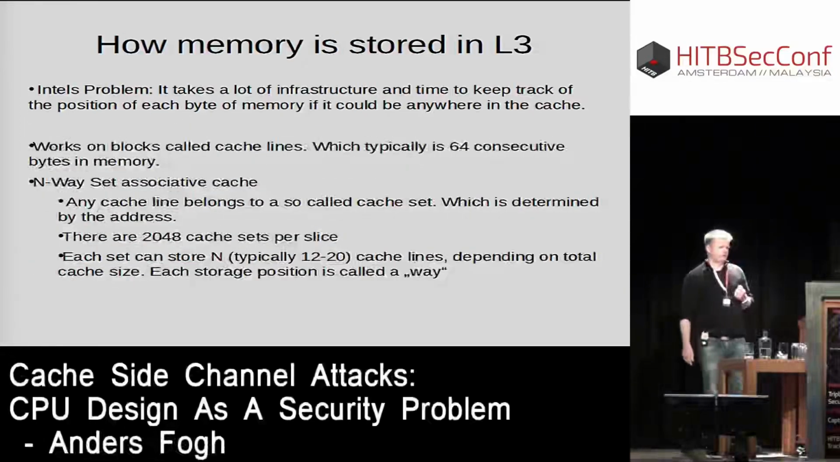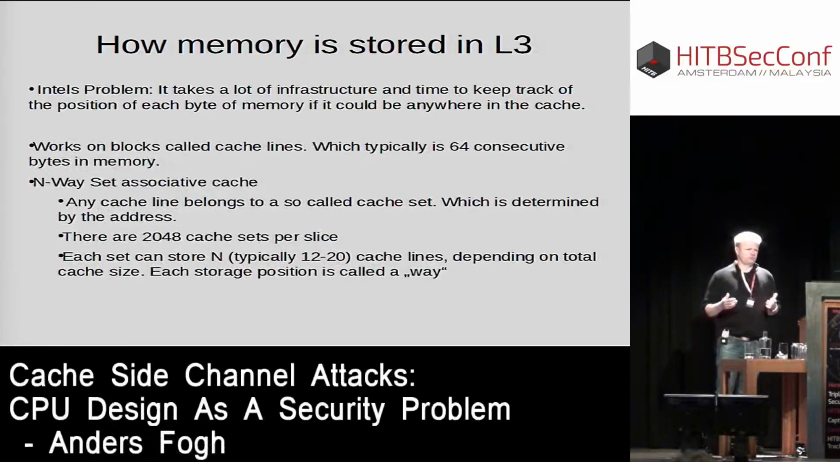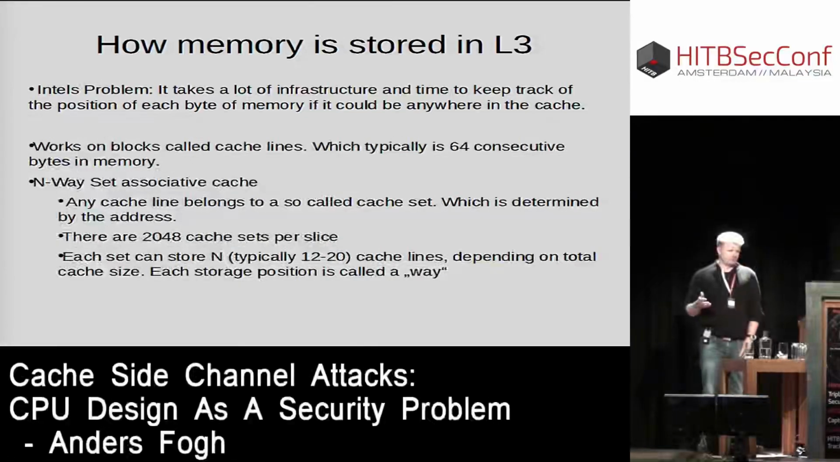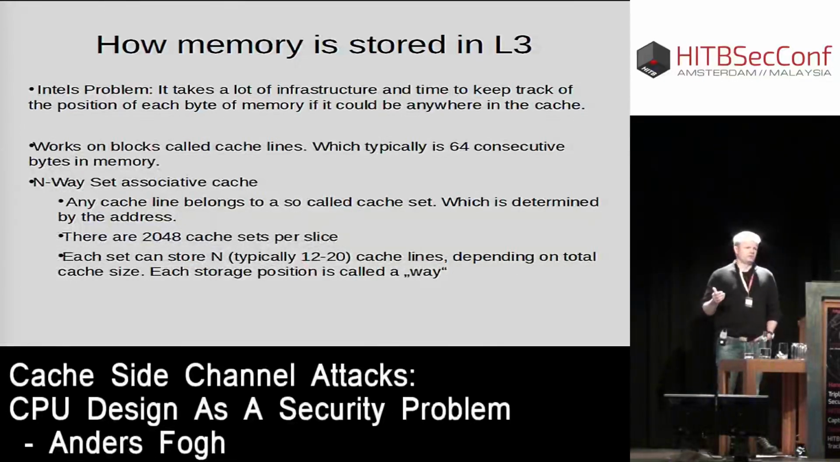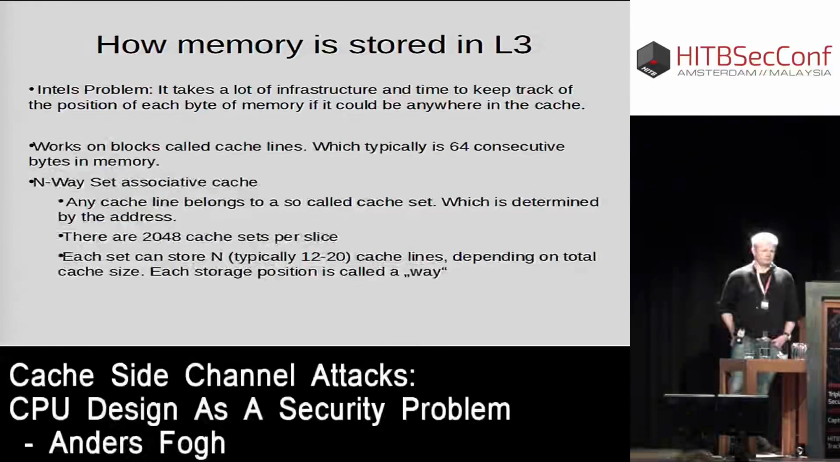So how is memory stored in L3? Intel's problem here is that it takes a lot of infrastructure and time to keep track of the position of each byte of memory if it would be anywhere in the cache. So Intel has made two design decisions to solve this problem. The first is it doesn't work on bytes. It works on cache lines. A cache line is typically 64 bytes of consecutive physical memory. I should mention that this of course divides the problem by 64, which is by far not enough to solve it.